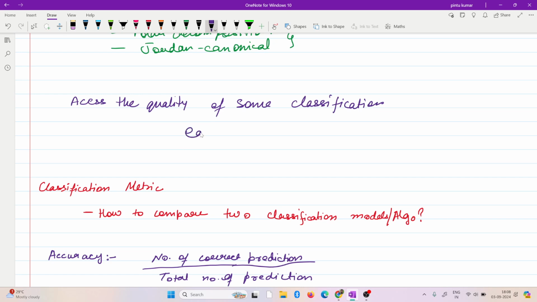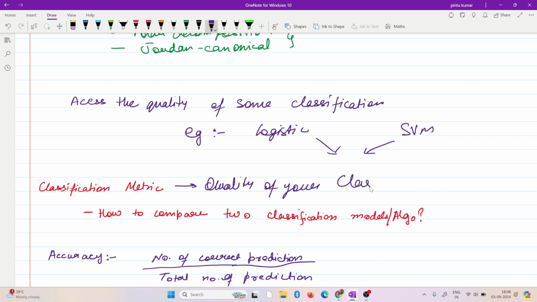For example, let's say one of you is using logistic regression. Another one is using, let's say, SVM. Which is better? How do you decide? The classification metric gives you the quality of your classification model.